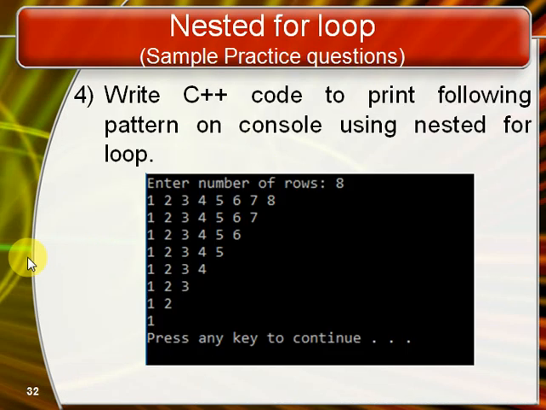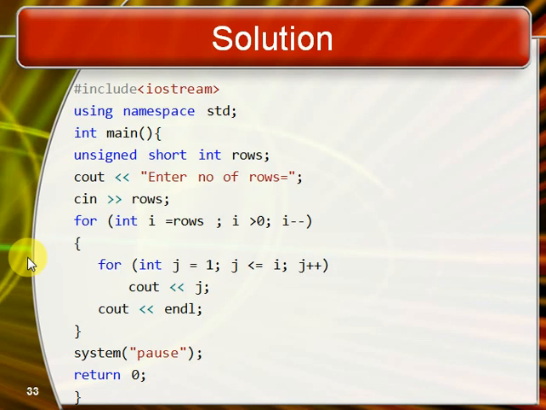It's another sample practice question: write a C++ code to print the following pattern on console using a nested for loop. The pattern is the same as the above pattern, except it's using numbers instead of characters. The logic of this program is the same as the previous program, except that it's printing numbers instead of characters. The statement cout << j is used to print the number.